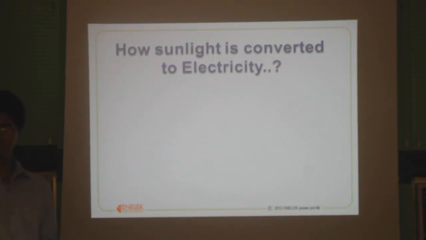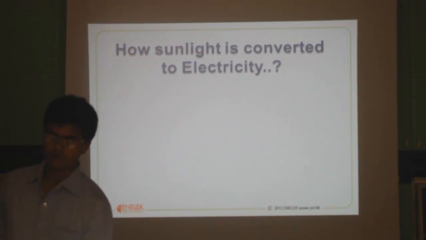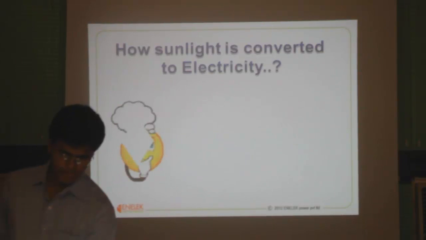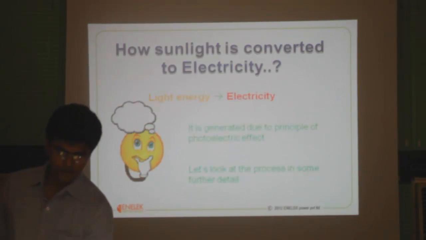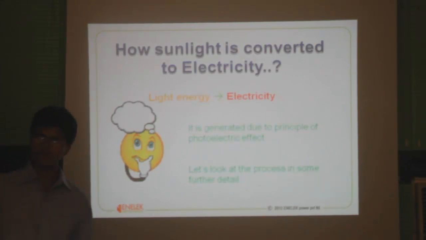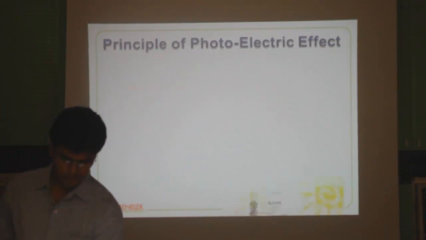How sunlight is actually converted to electricity. That is the photovoltaic effect. So this basically occurs due to the principle of the photoelectric effect, whose basics we have studied even at school level. In 11th and 12th class, we covered one of the subjects which covers the basics of the photoelectric effect. Now, let us look at this process in further detail.